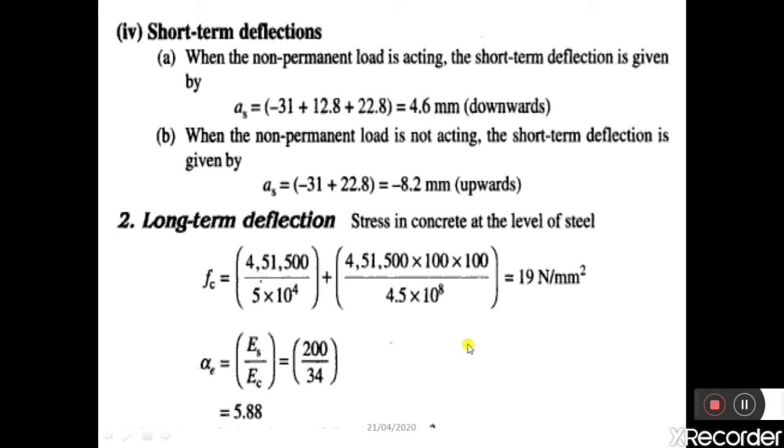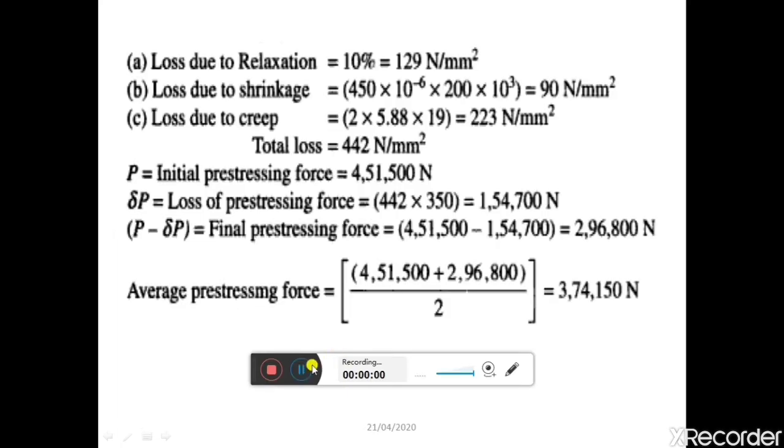So modular ratio is equal to Es by Ec. The values of Young's modulus of steel and Young's modulus of concrete are given. It is 234. So the ratio of this is equal to 5.88.